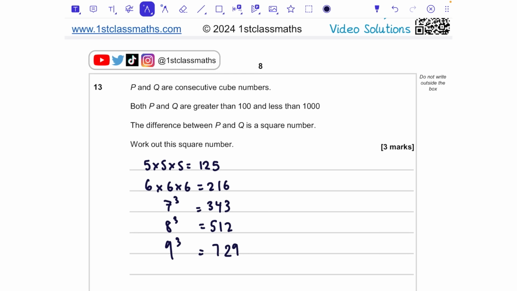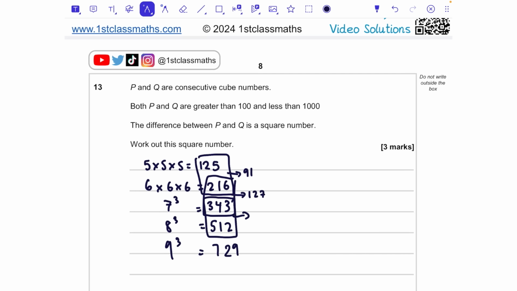And we've got to use consecutive cube numbers. So I'm looking at the difference between them and seeing if it's a square number. So 216, take away 125. Let's see what that is. That gives us 91, and that is not a square number. So let's try the difference between these two. 343 minus 216, that is 127, not a square number. Let's try the difference between these two.